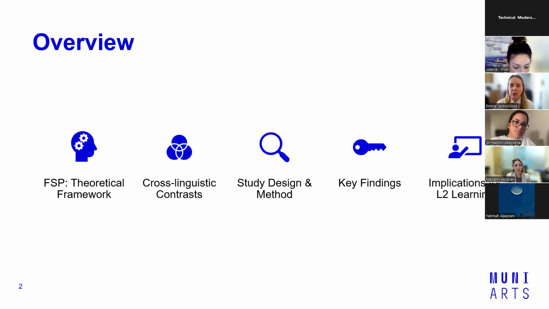Let's take a look at the overview. This slide outlines the presentation structure. We begin with an introduction to the theoretical framework, which is functional sentence perspective, or FSP. I will include its key terms such as theme, transition, rheme, and communicative dynamism. Then I will contrast sentence structures in Czech, Slovak, and English. Next, I will explain my methodology, show the main findings and some results, and pedagogical implications for second language learning.